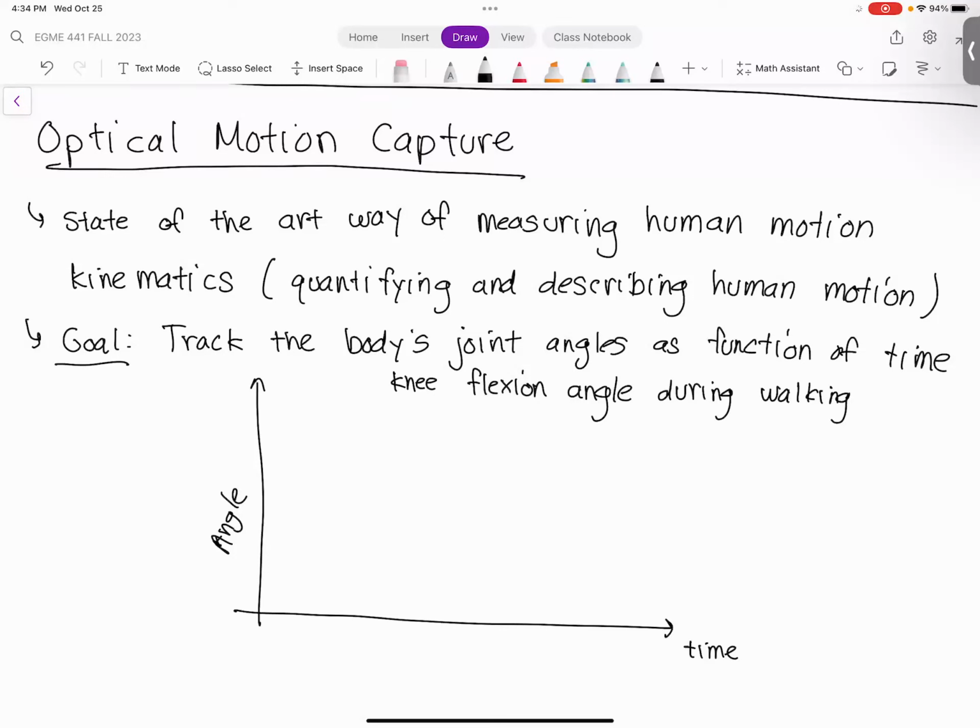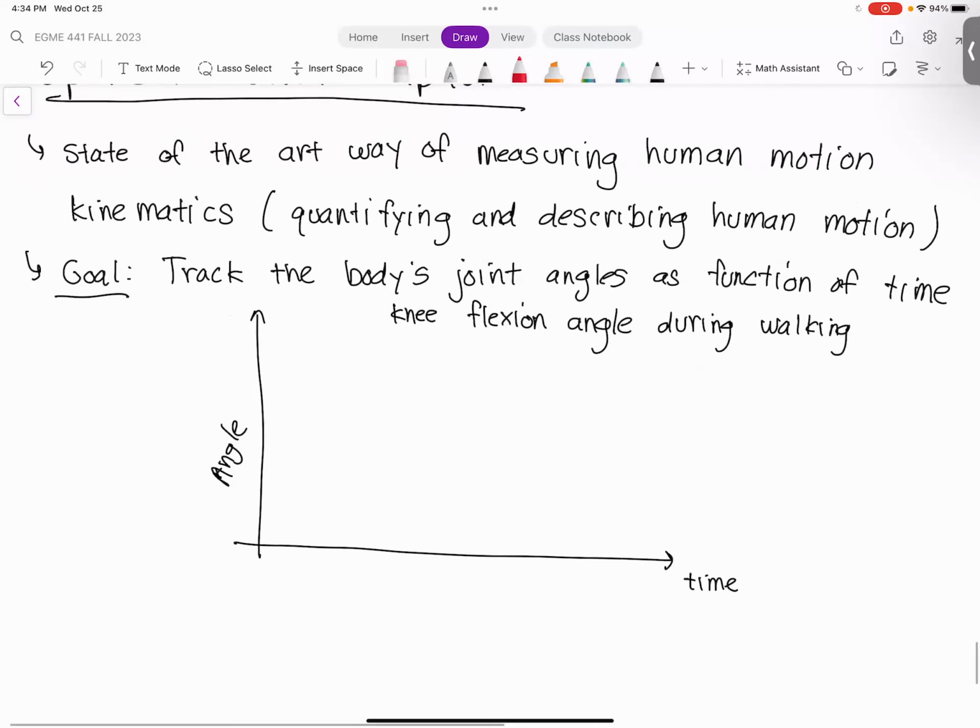All right, and so our goal is to get a plot like this, and to have a system and the computations and the code in place, so that if you have someone walking in your motion capture lab, you can track the knee flexion angle as a function of time. A plot like this, or data that allows us to plot this, is the goal. What we're going to talk about is, first of all, how do we even get data from optical motion capture, and then how do we process that data through some calculations in order to get data like this.